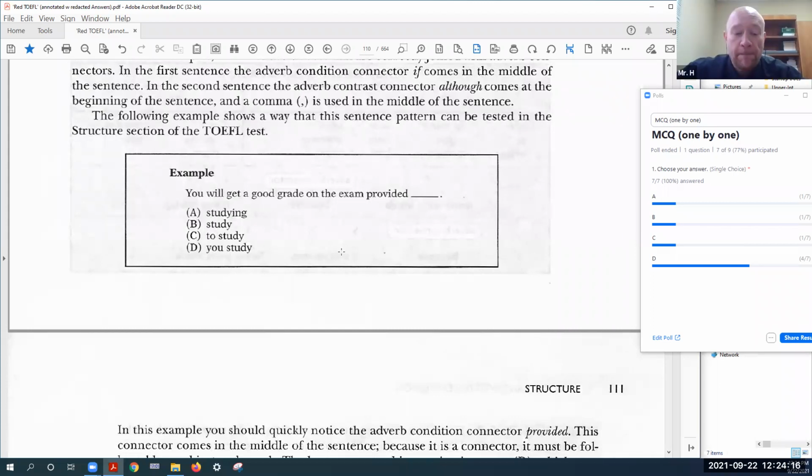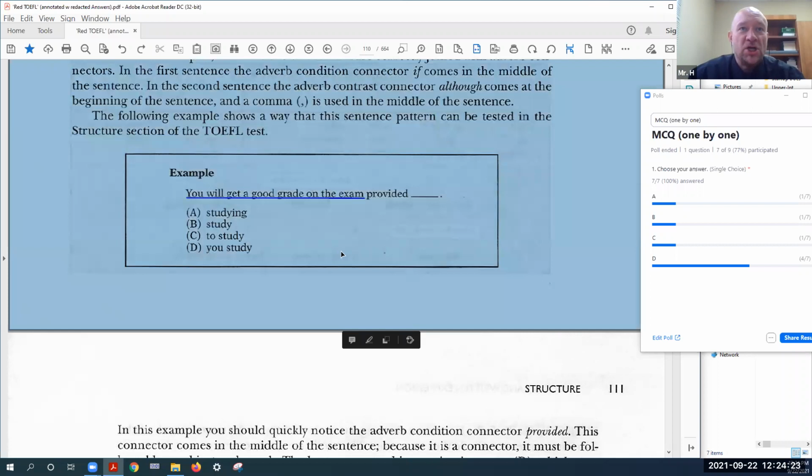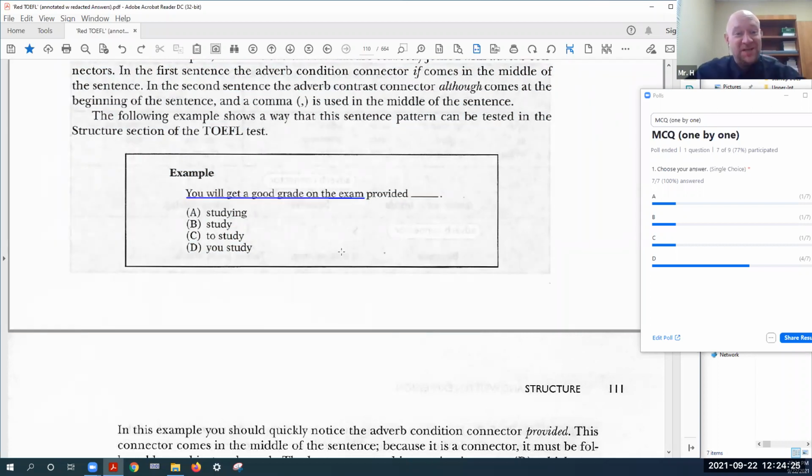You will get a good grade. That's right. There we go. You will get a good grade on the exam. There's your main clause. Now, first subject. I need the subject in the main clause. You is the subject. Okay. And the verb? The verb is will get. All right. Good.